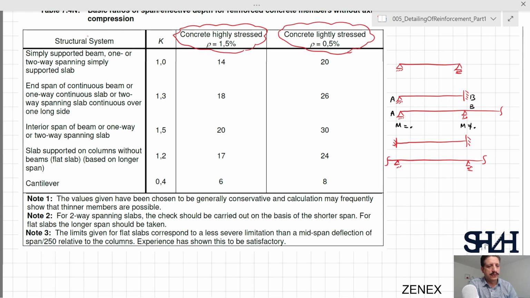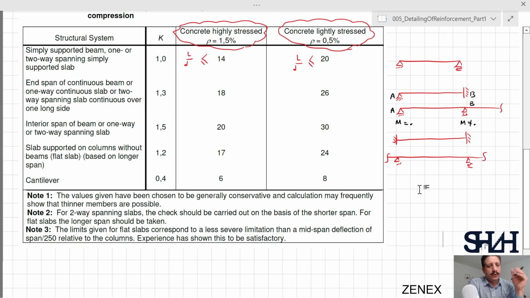One is with rho equals 1.5%, the other one is rho equals 0.5%, and this is L over effective depth. And it should be less than 14, for example, or it should be less than 20, depending on the ratio of reinforcement. Then we can calculate the required depth as the minimum value. So we can see that the more reinforcement we have, the more depth we need for the concrete element. This is the first step to determine the required depth of the concrete.